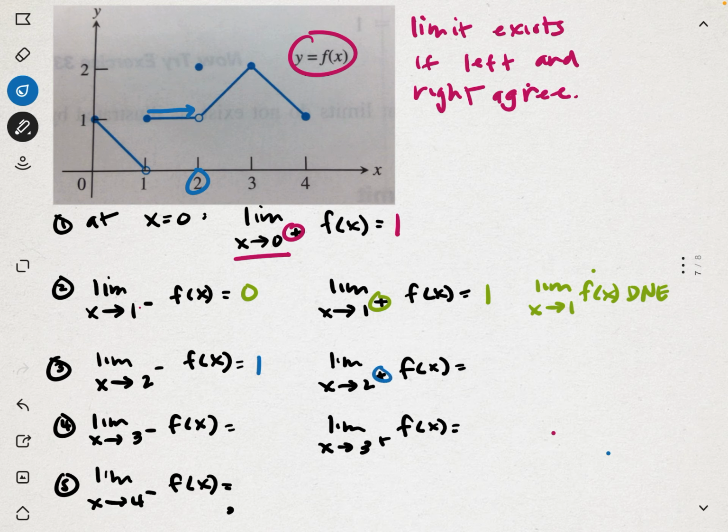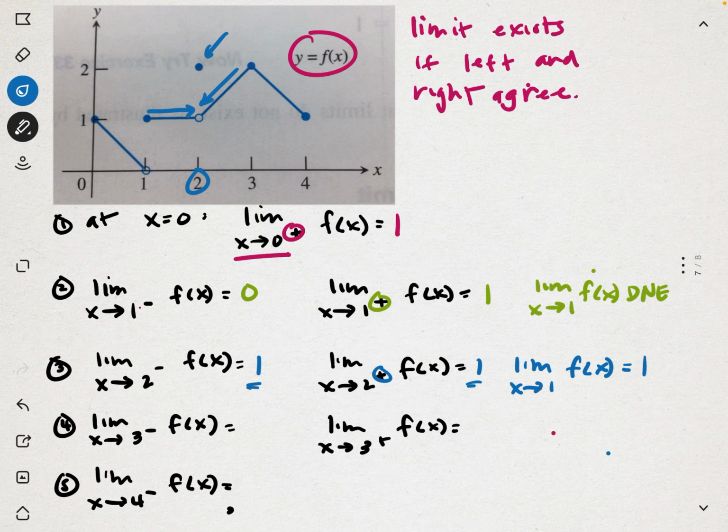This time we're doing as x approaches 2 from the positive side. That's also going to be 1. So the limit here is equal to 1 because they agree, right? This is 1, this is 1. Now keep in mind the actual value of the function here is going to be 2. But the limit we're talking about, because we're asking what number we are approaching as we head towards 2, is actually 1.